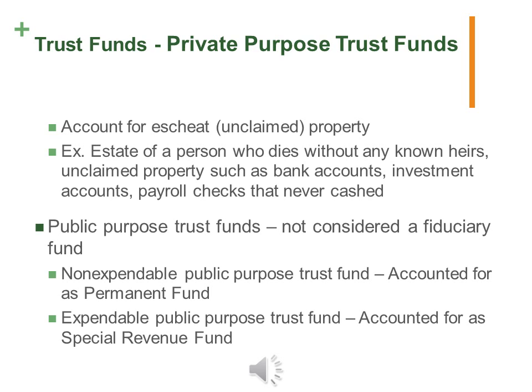And so there's two types of public purpose trust funds, again, that don't fall under the definition of agency fund. There are non-expendable public purpose trust funds. These are accounted for as a permanent fund. And when I say non-expendable, that means the corpus, the principal, the endowment can't be touched, only the earnings from the endowment. An expendable public purpose trust fund, where the endowment can be spent, those are accounted for as a special revenue fund.